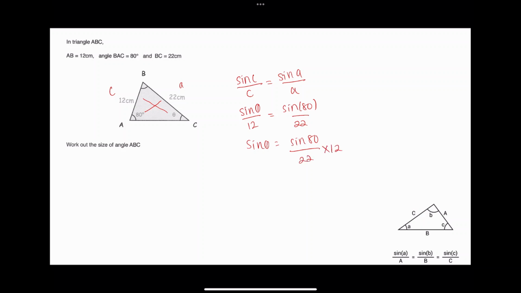So we will write the formula as sine C over C is equal to sine A over A. Substitute in the correct numbers, so sine theta over 12 is equal to sine 80 over 22. Since you want to work out the value of theta, make theta the subject as can be seen in the video. Once you plug in the numbers correctly into the calculator, you will get that sine theta comes as 0.5371 and then theta becomes 32.49 to 2 decimal places. After this, you can just subtract from 180 degrees to find your correct angle of ABC.